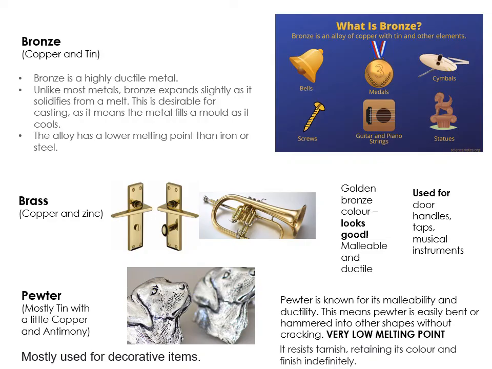So it's known for its malleability, its ductility. It's very soft. If it was thin, you could literally bend it in your hand. It resists tarnish, so it keeps its nice colour and finish indefinitely. And it's mostly used for decorative items like bits of jewellery. It was also often used for things like tankards and goblets and statues. So pewter is often used in school for pewter casting because it's got such a low melting point, and because it's so soft and easy to work with. That tends to be quite good for those kinds of applications.